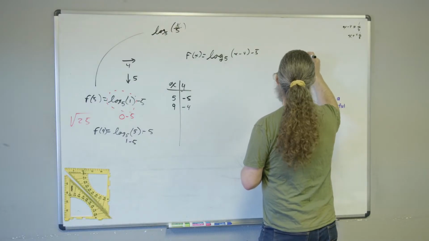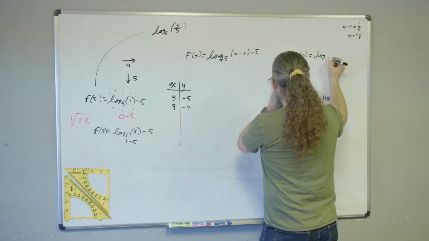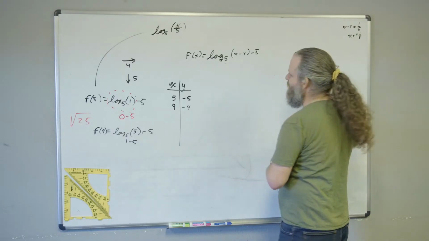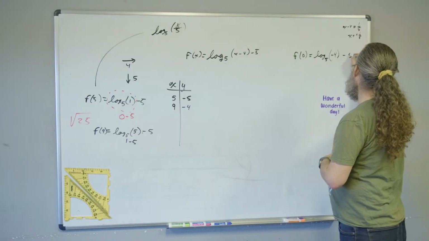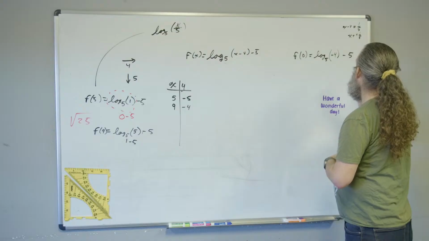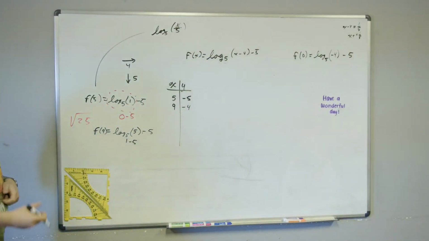f of 0 equals the log base 5. What's 0 minus 4? Negative 4 minus 5. Actually, I think I picked a bad example, but we're about to find out whether I did or not. Maybe we're going to pick a good example.